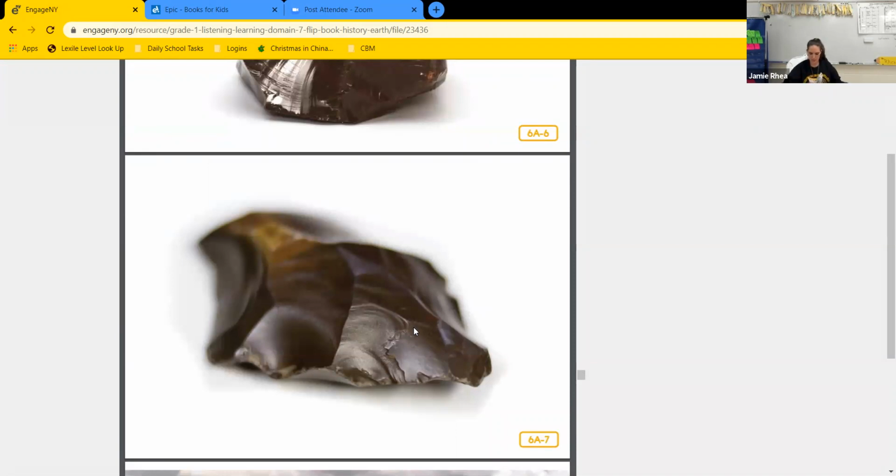Every now and then, I find ancient artifacts like this when I'm out rock hunting. Artifacts are objects made by people a long time ago. So which type of rock have you heard about so far? Igneous, sedimentary, or metamorphic? Igneous.